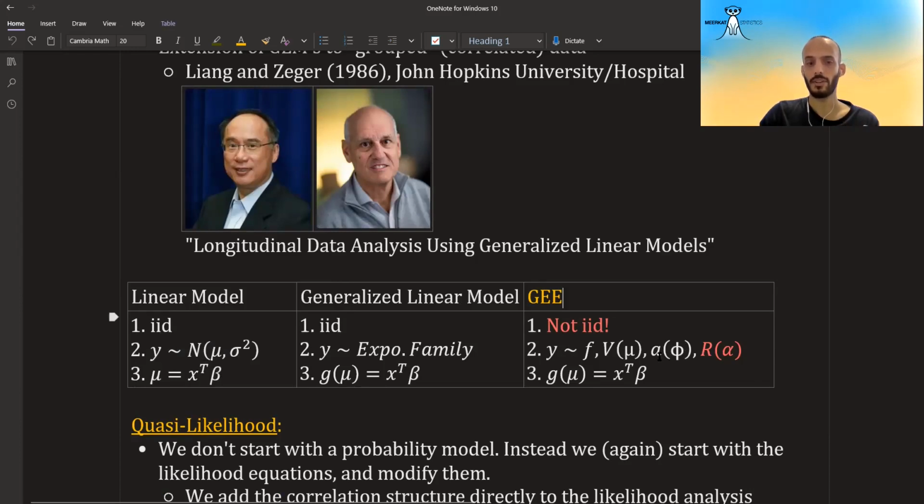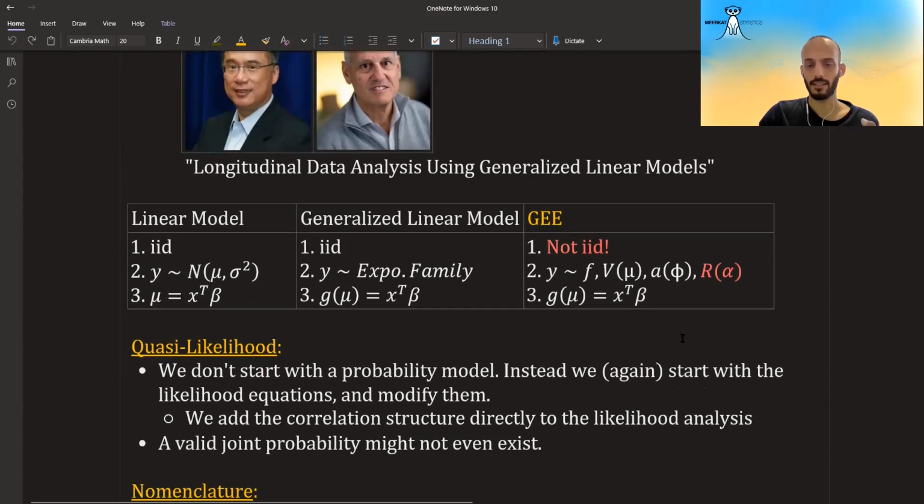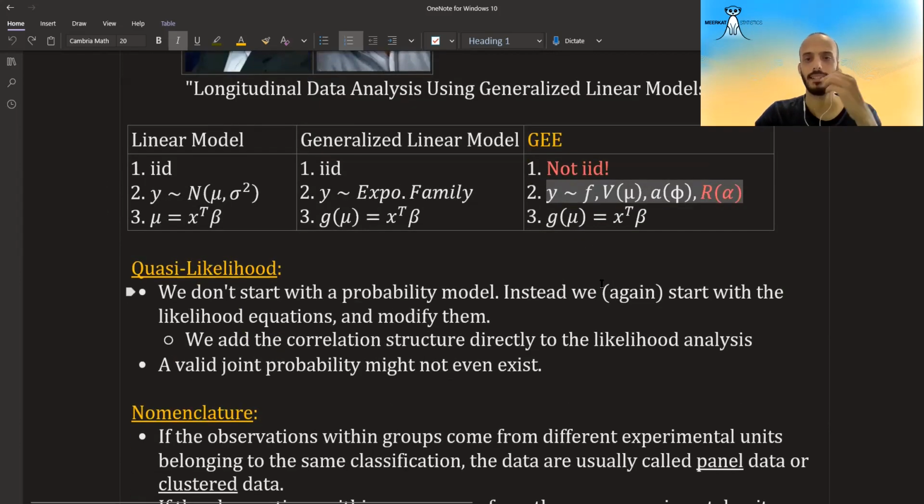Also, the way GEE works is very similar to the quasi-likelihood from the previous video. So we don't specify the distribution of y. All we do is specify some mean-variance structure, some dispersion parameter. And now, this is the addition of GEE, we also add a correlation structure for the correlation within groups. Okay, so again, this is a quasi-likelihood approach. We don't start with a probability model. We take the likelihood equations and modify them to add this correlation. And again, there might not be a valid joint probability. It might not even exist.